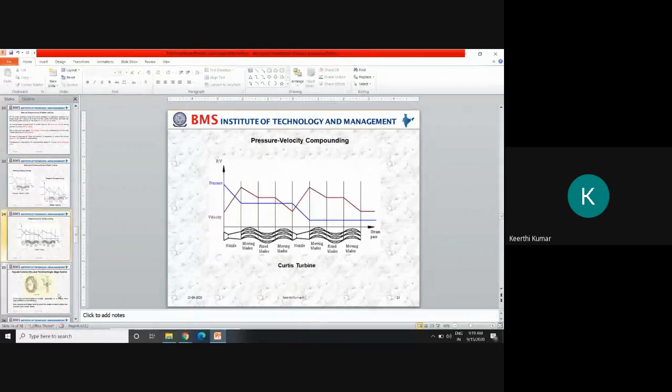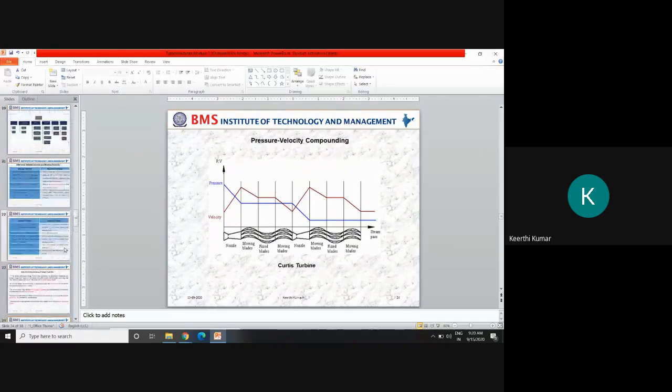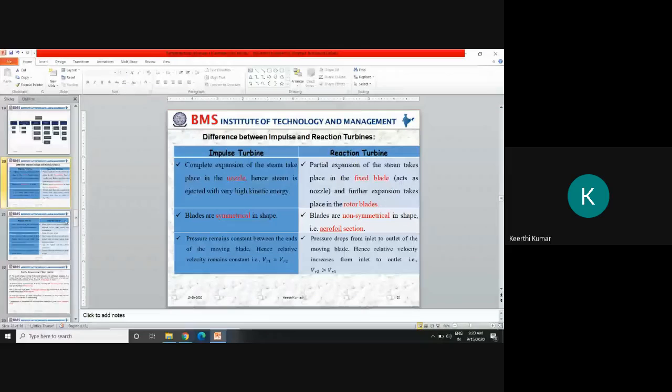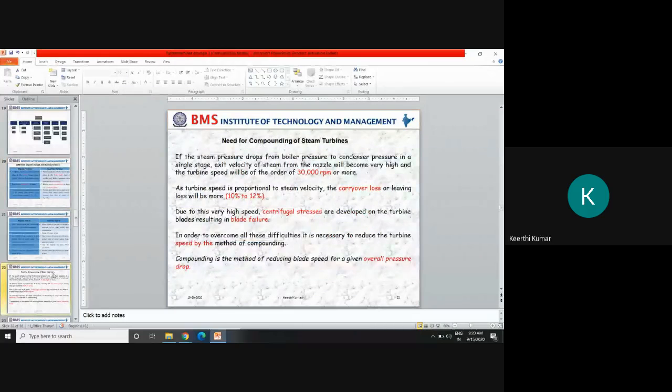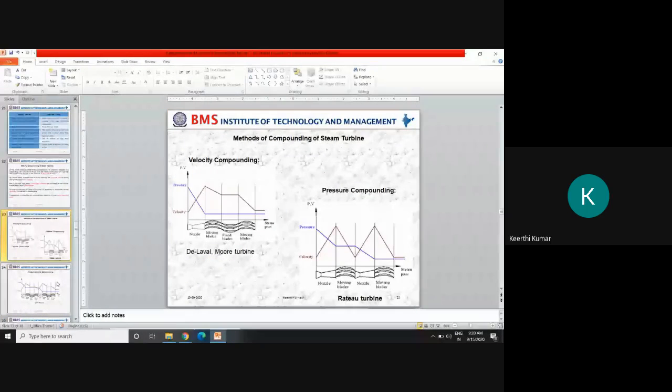So with that, I introduce the De Laval turbine too, but I will cover this in the next class. I will start from here in the next class. Today I limited our class to only classification, the difference between impulse and reaction, and compounding. Because in the exam, they will definitely ask any one method of compounding. So I concentrated more on compounding for today's class. Okay, I'll stop sharing now.